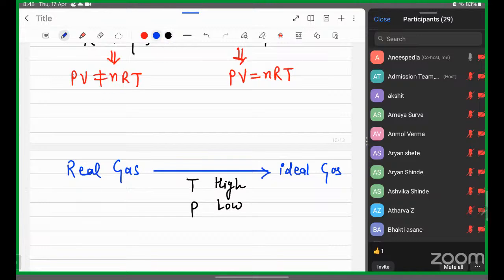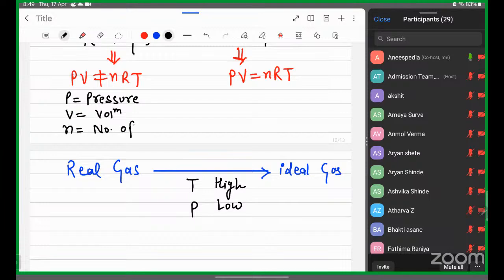In the above equation, PV = nRT, P is the pressure of the gas. V is the volume of the gas. n is the number of moles of gas, or the amount of gas. R is the universal gas constant, which is constant.